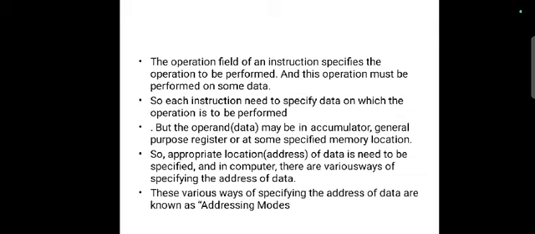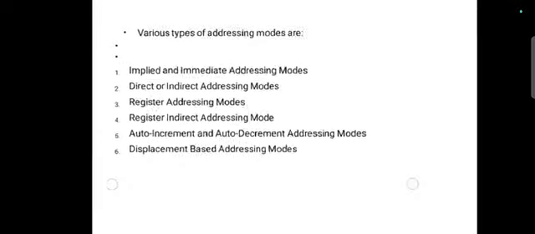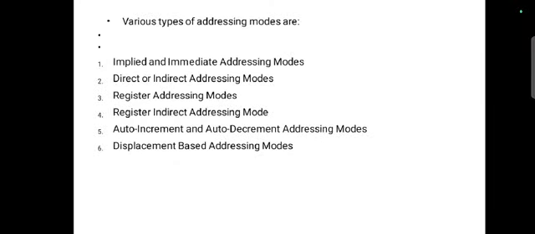The operation field of an instruction specifies the operation to be performed, and this operation must be performed on some data. The instruction needs to specify the data on which the operation is performed, but the data may be in the accumulator, a general purpose register, or some specified memory location. So the appropriate memory location needs to be accessed. After completion of this module, the learners will be able to understand the different types of addressing modes.